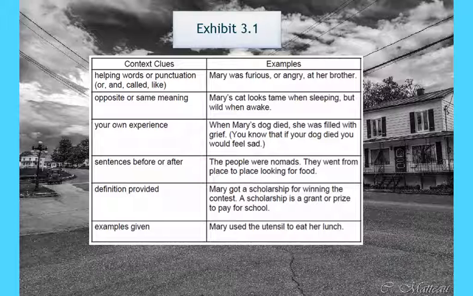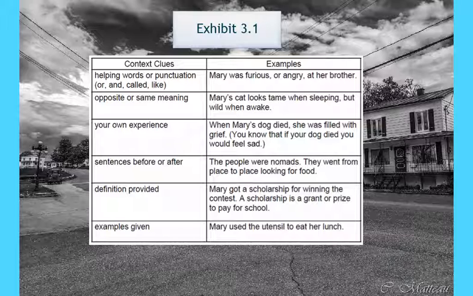The next one, your own experience. Mary's dog died. She was filled with grief. If you don't understand what grief means, but you know that if your dog died, you would feel sad, then you can infer that Mary also felt sad. Look at the sentences before or after. Always and forever, please do this first. Look all around the word that you don't understand because there will be clues there for you.